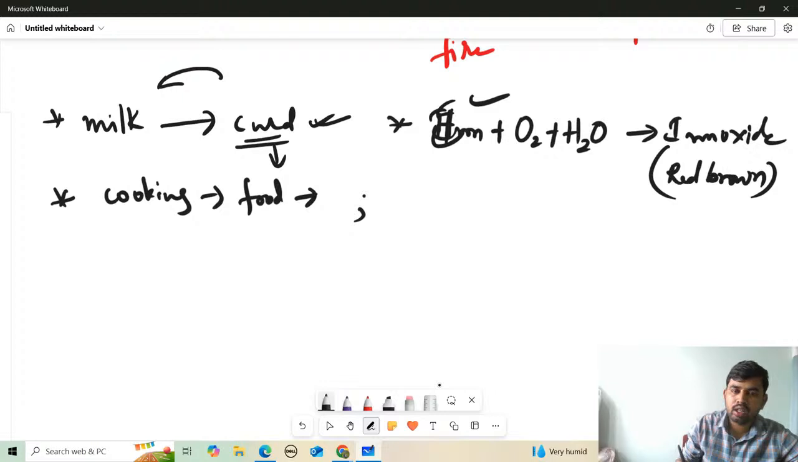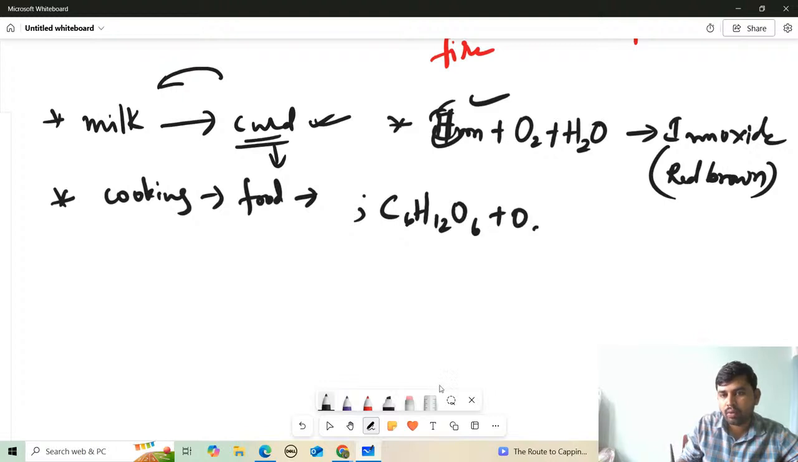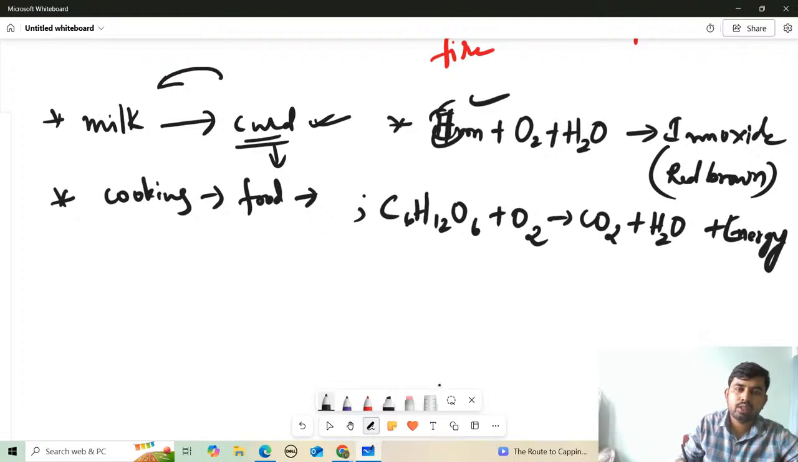Similarly, digestion they have given. So we know very well, in digestion, carbohydrate will be there in food, C6H12O6, plus we are going through respiration. We are taking oxygen. So after this, we are getting carbon dioxide and H2O. Along with that, we are getting the energy. That is the purpose why we are taking the food. Okay, so this is also an example of chemical change.